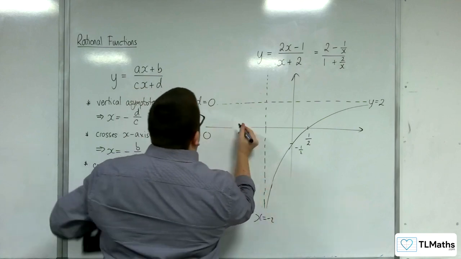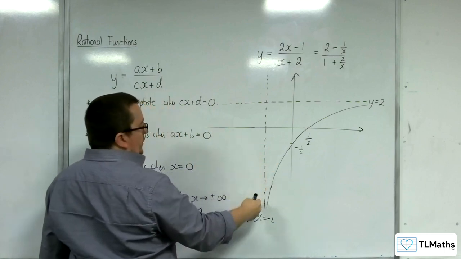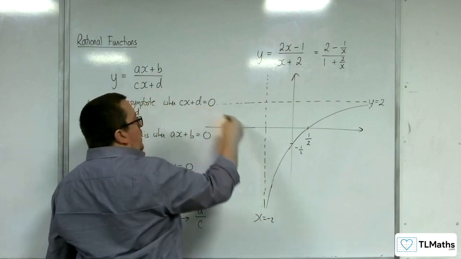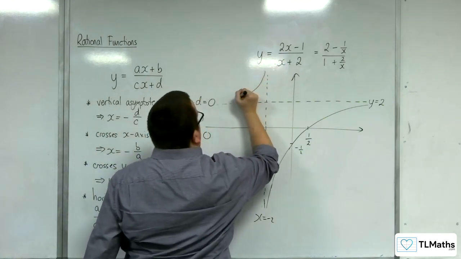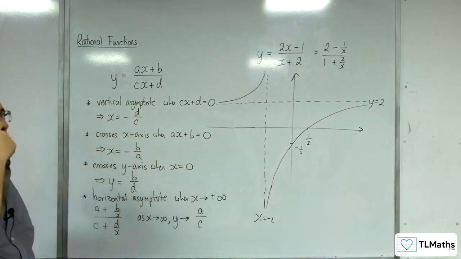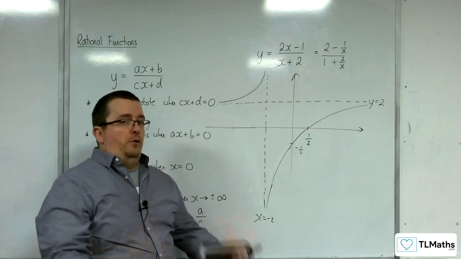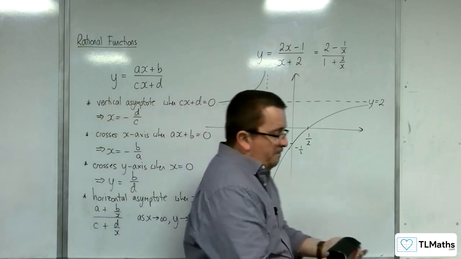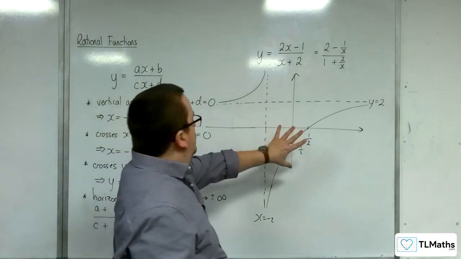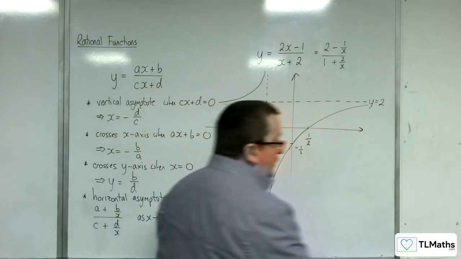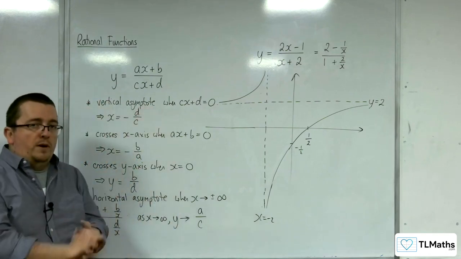Okay, so that means that rather than tend towards down that way and that way, it's got to do that. It's still tending towards both of those asymptotes, but it is in the portion of the graph that allows it to do that without crossing the x-axis. Okay, so this is what our graph looks like. These are the steps that I go through when I draw one of these graphs.